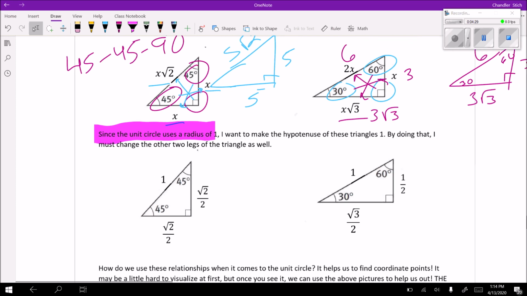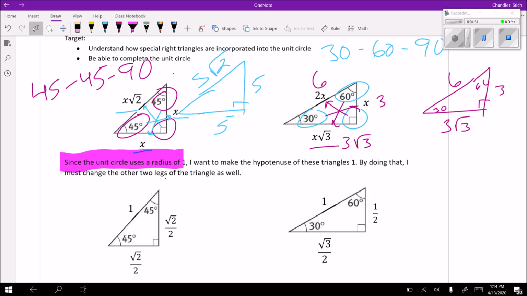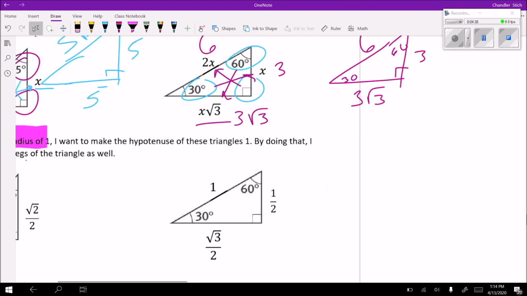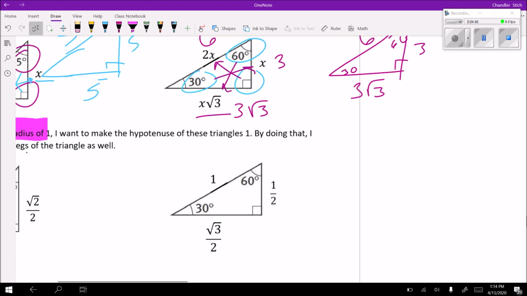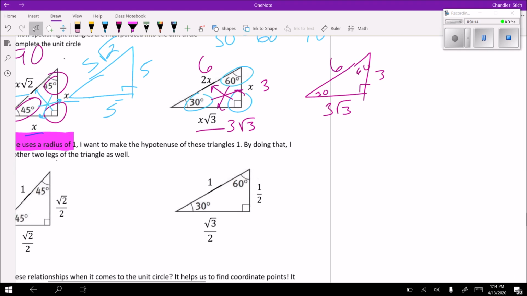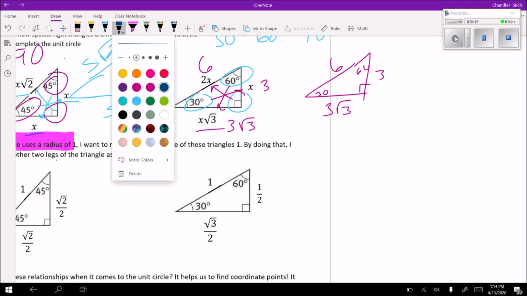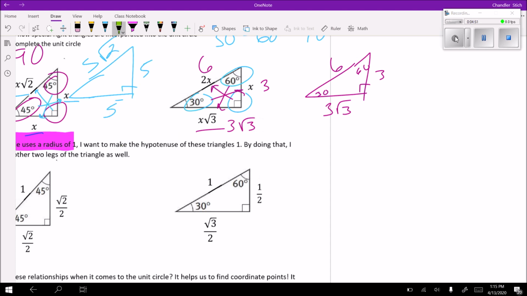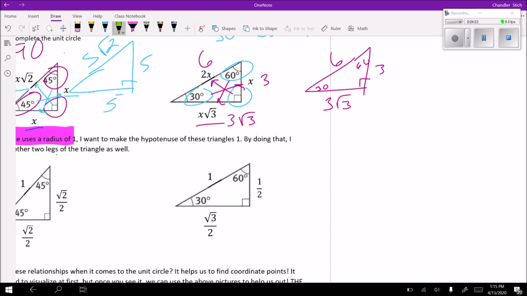Remember what I said? We can convert this x, x, x root 2 into 1, root 2 over 2, root 2 over 2, or this x, 2x, x root 3 into 1/2, root 3 over 2, and 1. I'm going to do the conversion right now just to give you an idea of how I'm getting this. It is most important that you memorize these two, but this may help you link why we can do it or how we get these values.